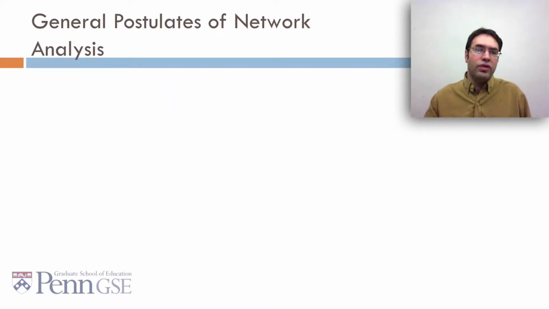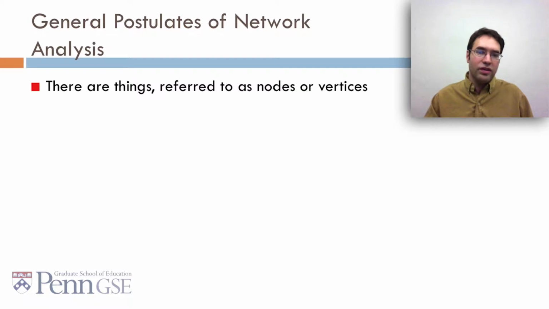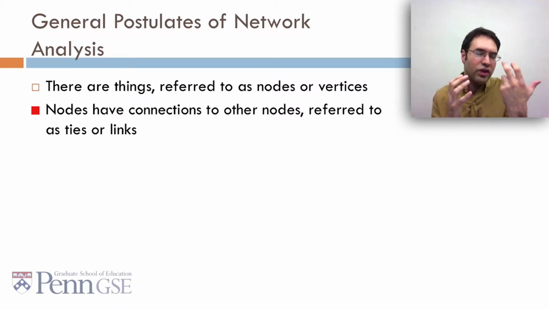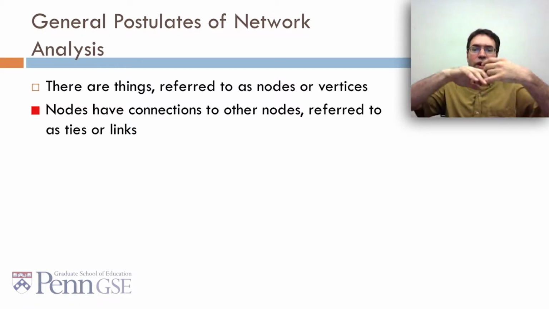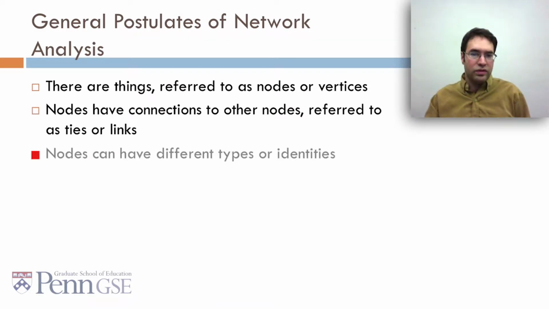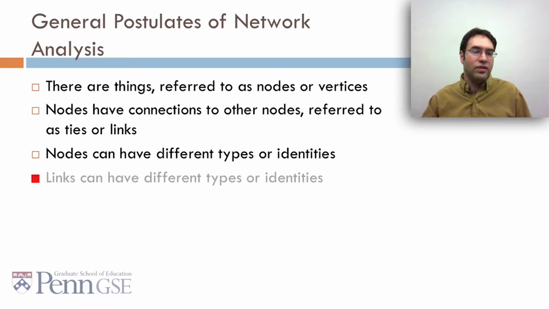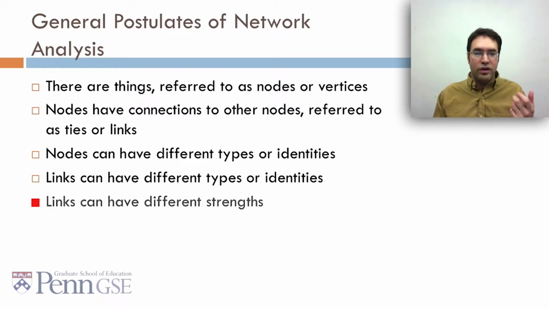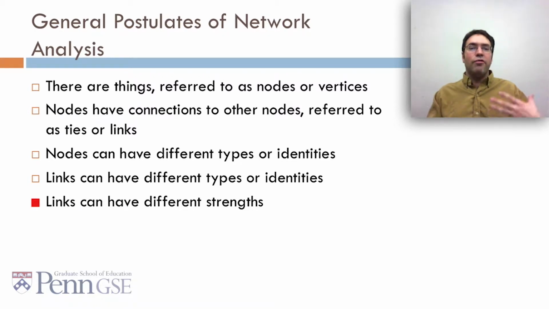Regardless of what your domain is, there are a few general postulates of network analysis. There are these things, which are referred to as nodes or vertices. And these nodes have connections to other nodes. And these connections can be referred to as ties or links. So for example, we've got people, those would be the nodes, and we have email conversations, that would be the links. Nodes can have different types of identities. Maybe we have instructors, students, TAs, and links can have different types of identities. Maybe we have helpful posts, and insult posts, and off-topic posts. And links can have different strengths. Maybe we have best buddies and kind of bare acquaintances.